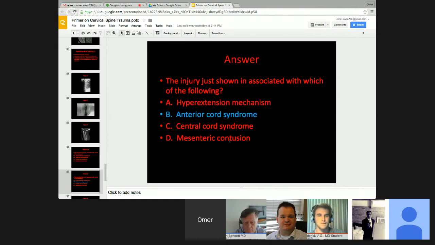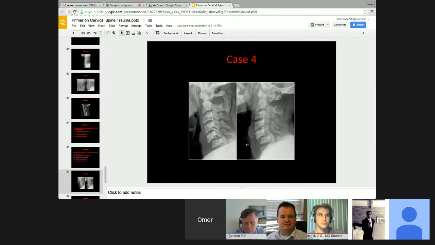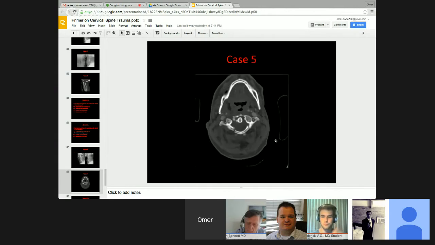Mesenteric contusions are typically associated with Chance fractures, which is a completely different type of fracture that we did not discuss today, typically seen at the thoracolumbar spine junction. This is case 4, where we have bilateral facet fracture dislocation with jumped facets here and anterior translation of C5 with respect to C6. And the last case is an axial CT showing a Jefferson burst fracture, which we showed earlier as well. So a fracture of the C1 ring, 2 posteriorly and at least 1 anteriorly there.